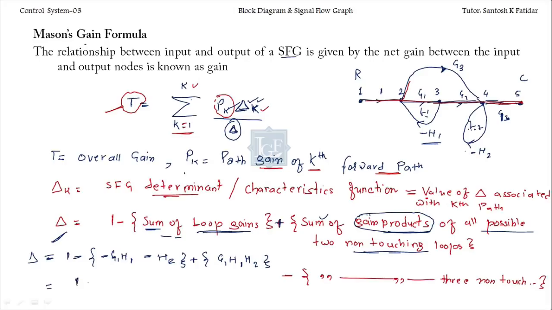Okay. So finally you will get 1 plus G1 H1 plus H2 plus G1 H1 and H2. This is your overall system determinant or characteristic function of the system. Okay friends, so this is the Mason gain formula. Now I'll tell you how to calculate the transfer function for this given SFG.